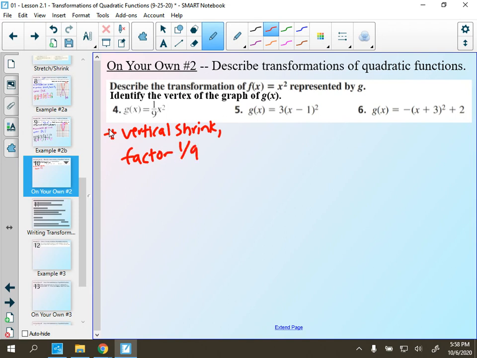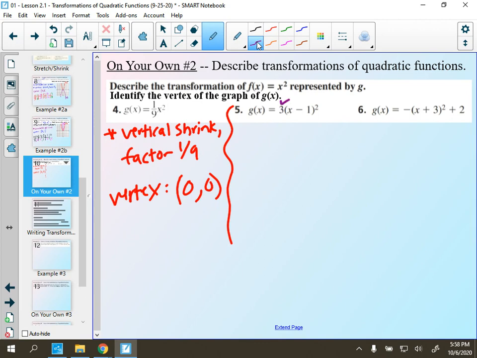Okay, with no translation, no reflection, my vertex would be, that says vertex, believe it or not, (0, 0). So anytime there's no translation, how could my vertex move? It shouldn't.